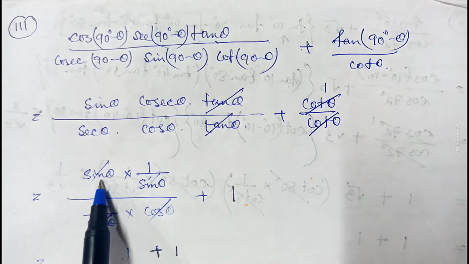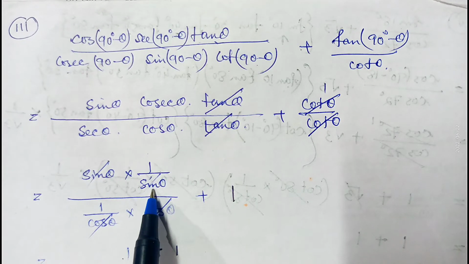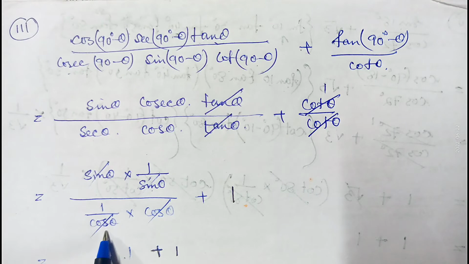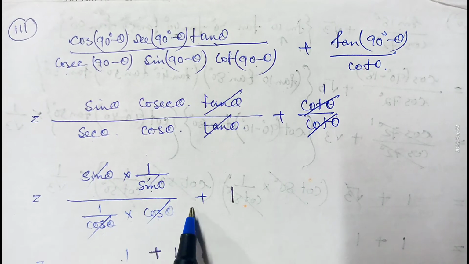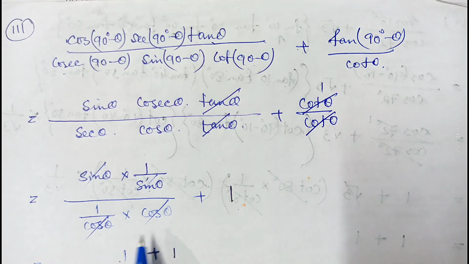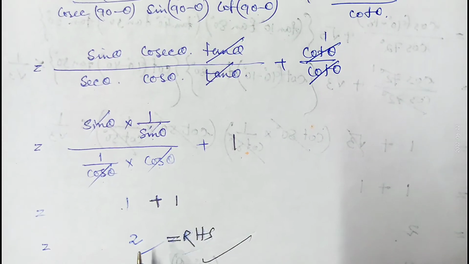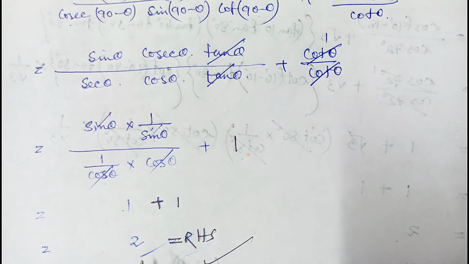So it will be sine theta into, instead of cosec we can write 1 by sine. Sec theta can be written as 1 by cos, into cos plus 1. This sine and this sine can be cancelled. This cos and this cos can be cancelled. So it will be 1 plus 1, and 1 plus 1 is 2, which is the required right hand side.